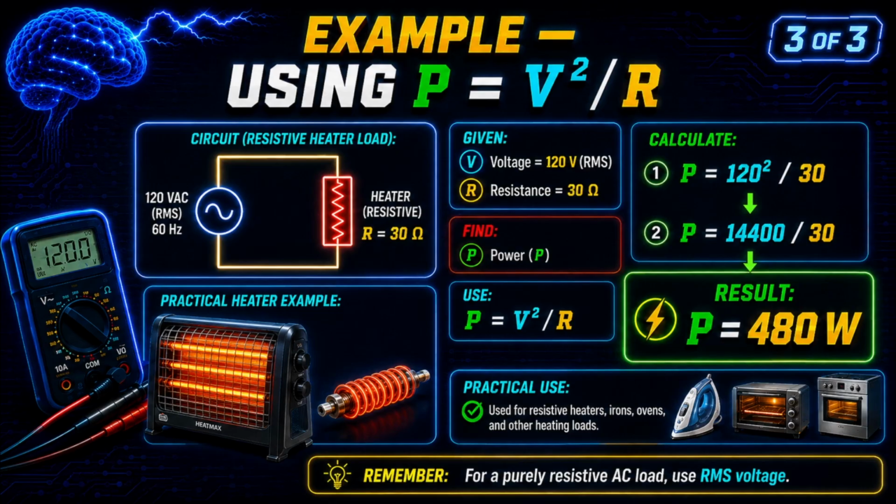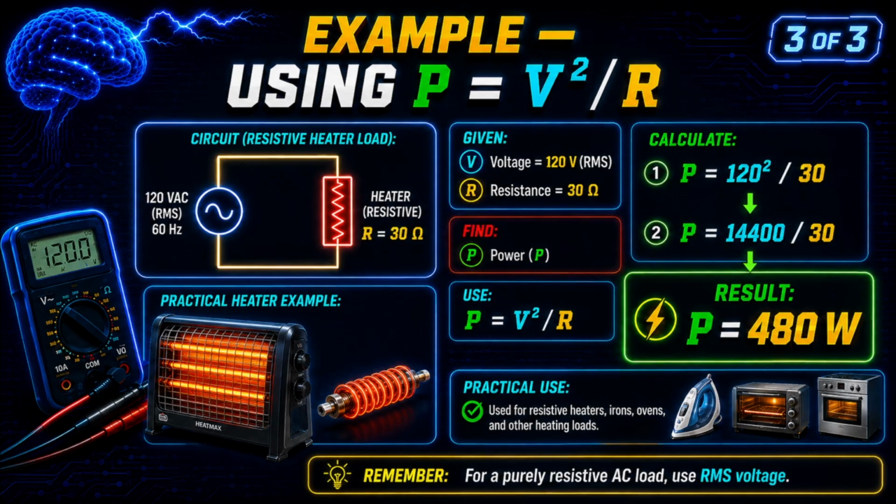Now let's use the formula with a resistive heater. The supply voltage is 120 volts RMS, and the heater resistance is 30 ohms. Using P equals V squared divided by R, we get 120 squared divided by 30. That is 14,400 divided by 30, which gives 480 watts. So this heater consumes 480 watts of electrical power. For a purely resistive AC load, remember to use the RMS voltage value.